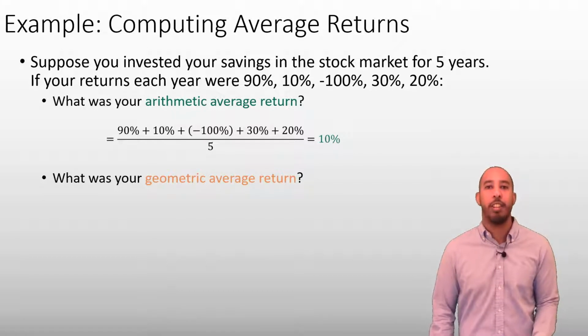Again, the interpretation of this type of average is, if I picked a year out at random, what can I expect that return to be? With this data, I could expect the return to be 10%.